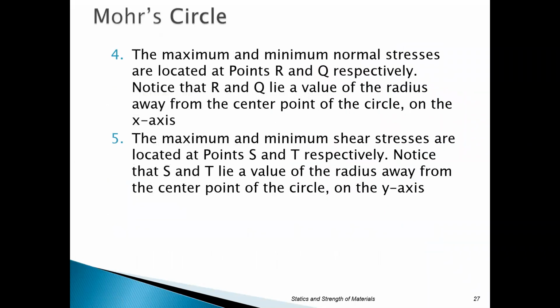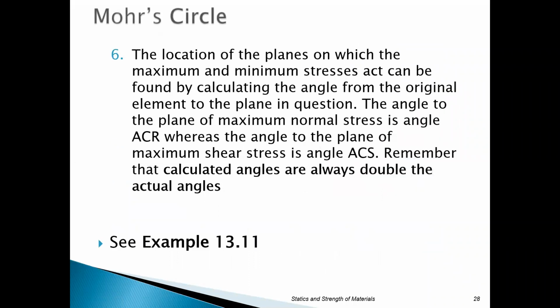So the last thing you do then is to locate those planes. Those are calculated from those angles. And the first angle is what they call that angle ACR. So that's point A on the circle, C at the center, and R is another point on the circle. That gives you that theta angle, which is actually 2 theta. And then the other one is going to be the ACS angle, which is just 90 degrees minus that. Our answers, remember, are always going to be double the actual angle. So what we're going to have to do is divide those by 2 to get the actual answer.